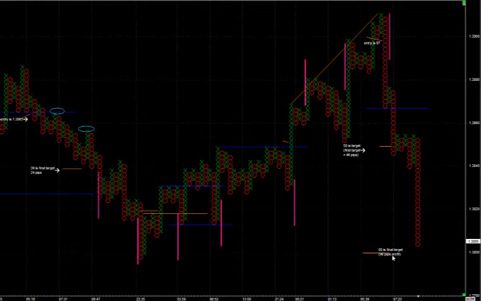96 pips is $960 on one standard contract, one standard lot, I'm sorry. So this is a really good trade, and at this point, there's no reason to really let it go. I'll come back to this in just a moment. I'm going to walk you through the details and how this whole setup developed.